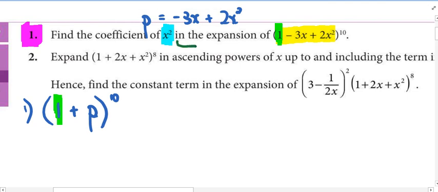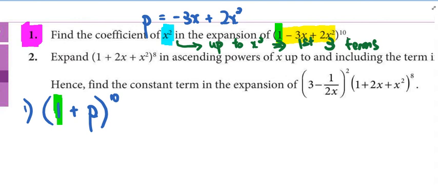This means I must expand up to x squared. This also means it's the first 3 terms. So now, can you please help me do the expansion up to the first 3 terms for 1 plus p whole term bracket to the power of 10. I'm going to give you 3 minutes.